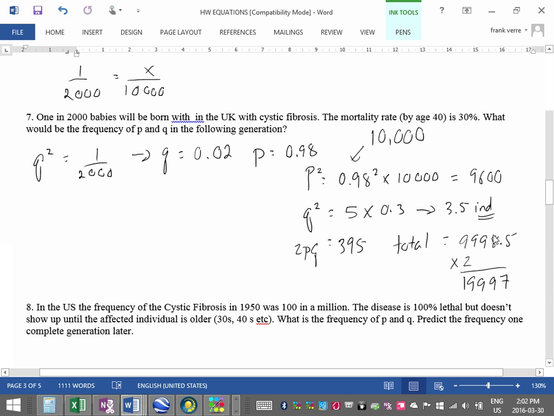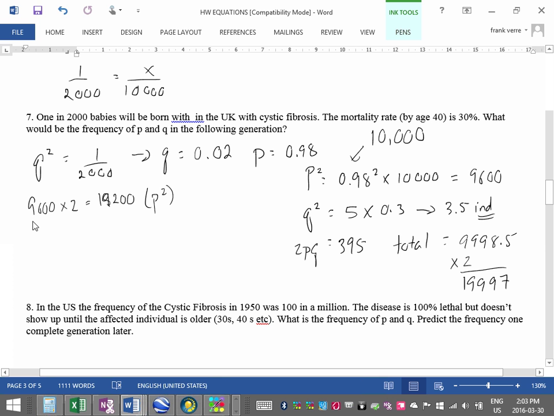9,998 and a half individuals are going to survive. Each has 2 alleles. Again, half an individual, just statistics, right? That represents 19,997 alleles. All you do now is you figure out what's the frequency of P. So my P allele, well, we know that 9,600 are P squared, and they have 2 alleles each. So that would be 19,200 P alleles in the P squared individuals.